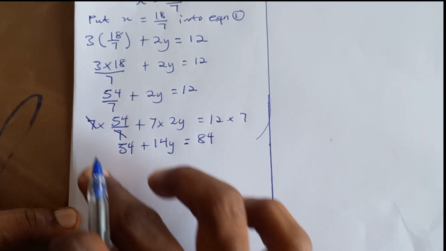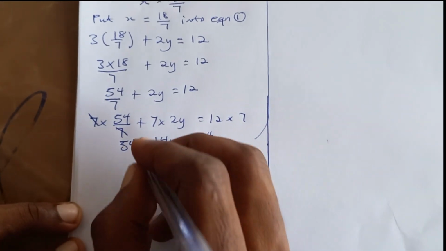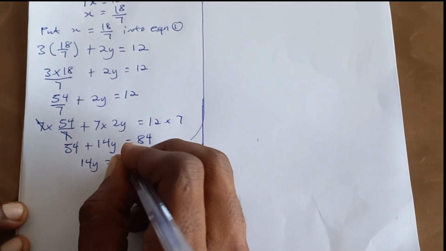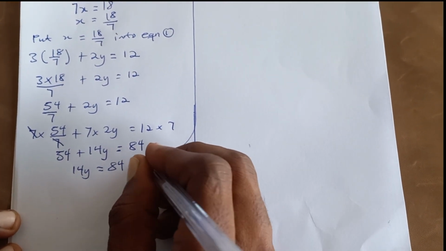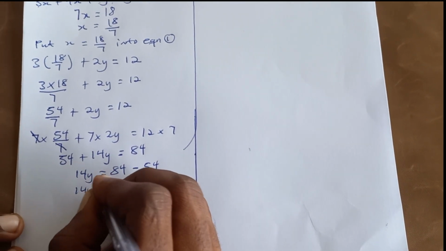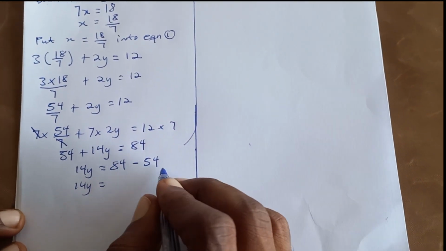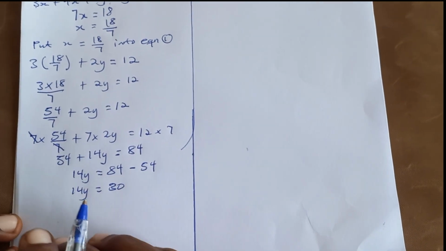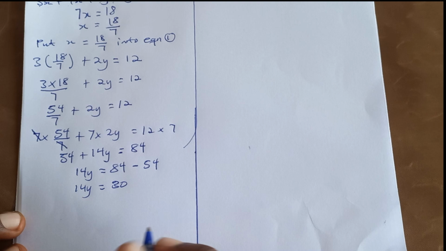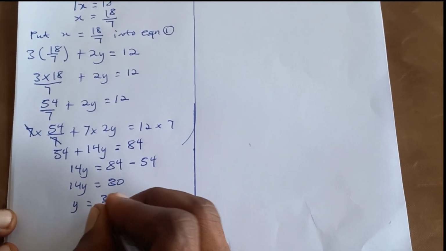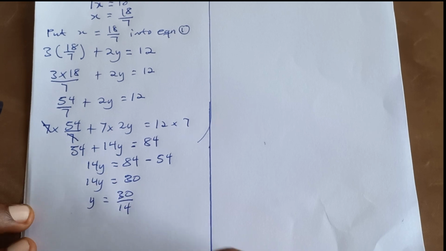Good. Now we can group like terms. So 14y is equal to 84 minus 54. We are getting 30. So we divide both sides by 14. So we're going to get y is equal to 30 over 14.